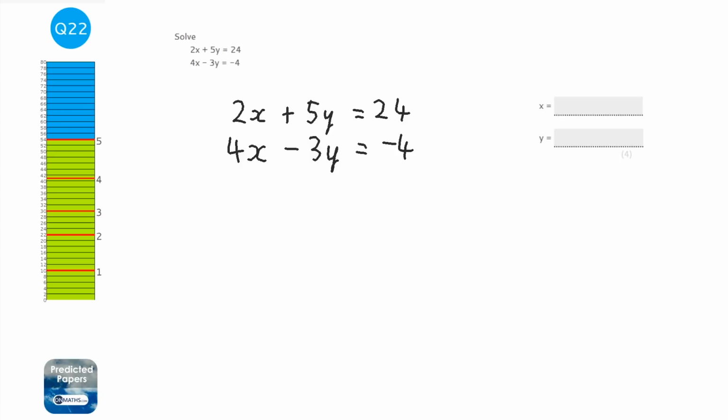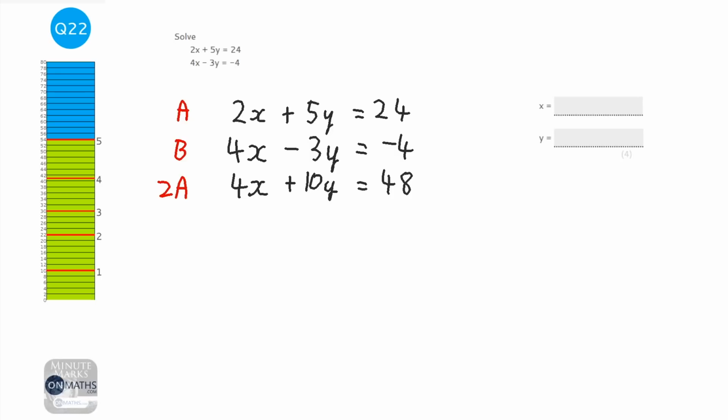Now looking at this, and I'm going to label these A and B. Looking at this, if I double A, then the x's would become the same because they both have a coefficient of 4. So what I'm going to do now is write 2A. So I'm going to double everything in A. So double the 2x to make 4x, to make the x's the same. Double the 5 before the y, so that's 10y now. And double the 24 to make 48.